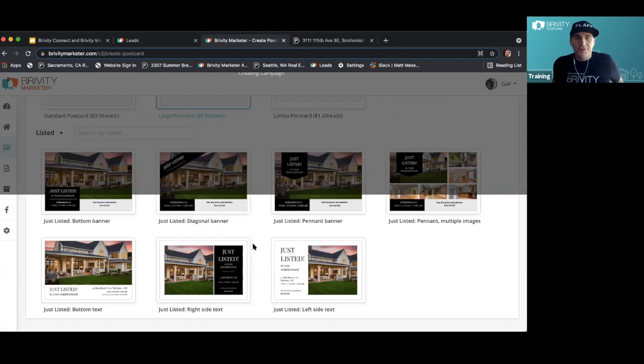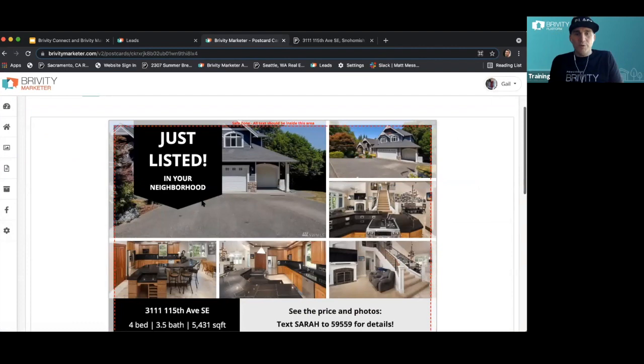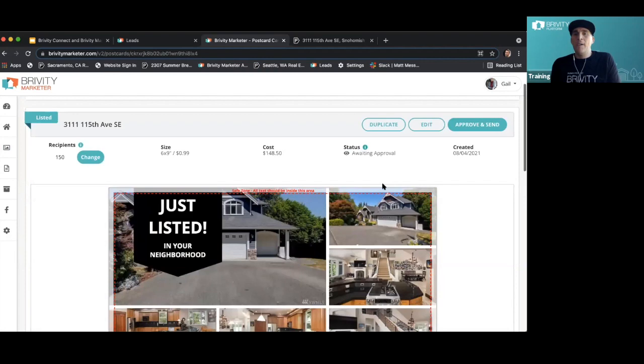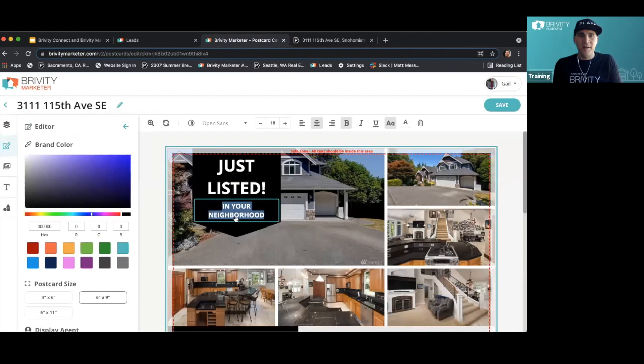What we do, because we've got that feed with the MLS, is we run out really fast and grab all the information about that property. We drop it into your pre-designed template and you've got a postcard ready to go. We can come in here and edit this. It's super easy. If I wanted to say just listed in Carriagewood, maybe that's the name of the neighborhood, I literally just click in here. I can also swap the photos out.